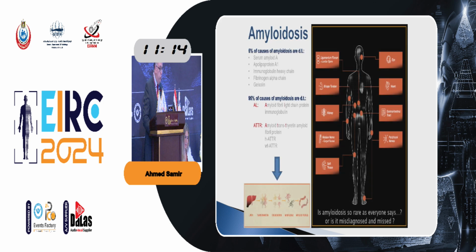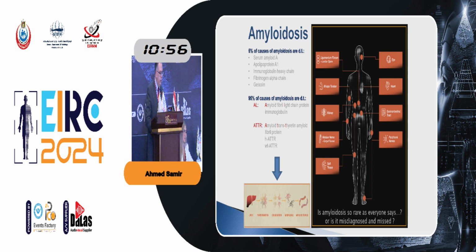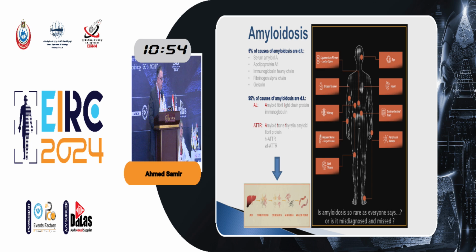So, broadly speaking, 5% of the causes of amyloidosis are due to some very rare conditions like serum amyloid A and apolipoprotein A1 and others. But the two main causes of amyloidosis that are important for us are the AL type, which is the amyloid light chain type, and the ATTR type, which is the amyloid transthyretin type.